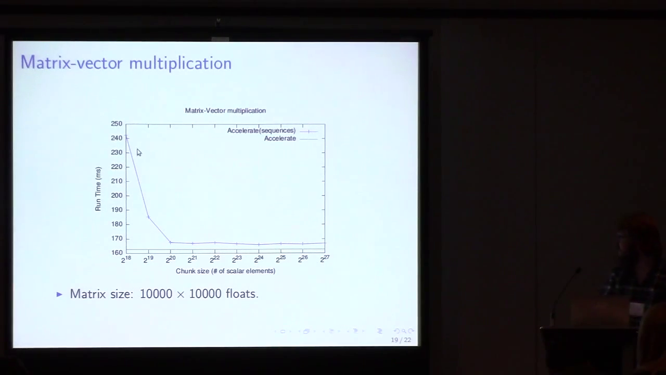Matrix vector multiplication, just to show you an example using this nested data parallelism. You see that we're not terribly slower than Accelerate, so that's good. It's almost the same, basically.